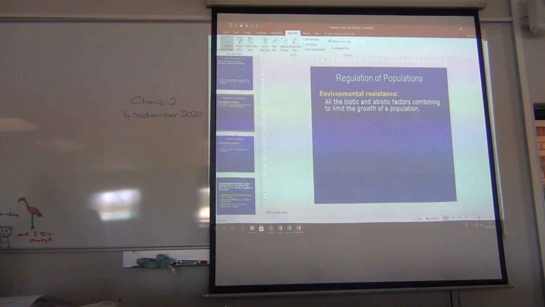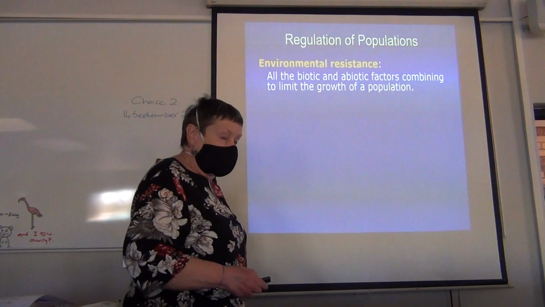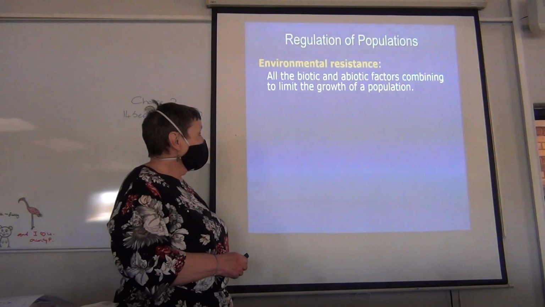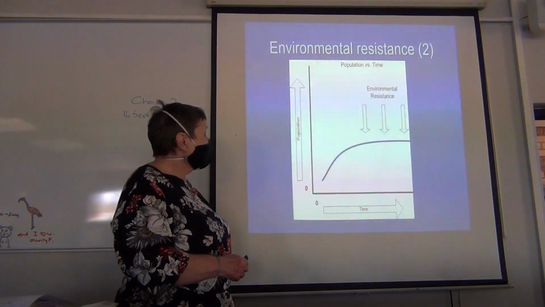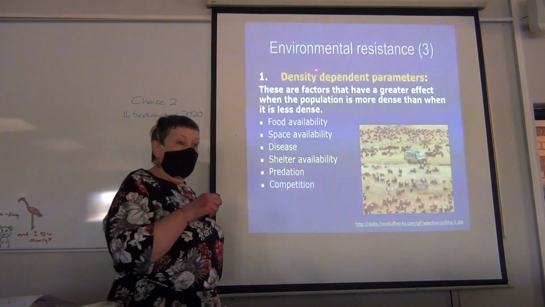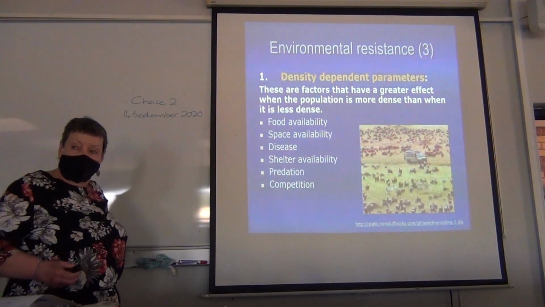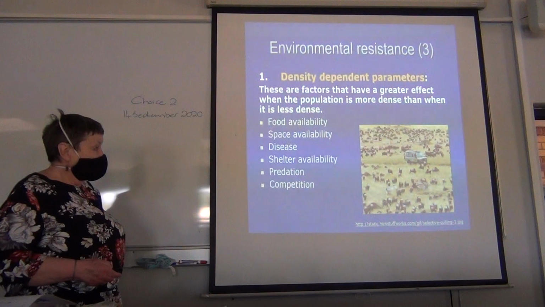Right. We were busy on regulation of population size, in other words, regulating population number, and I started off by talking about environmental resistance, so I'm just going over it again, just the first few points that I made. So I said to you that environmental resistance factors were divided into density dependent and density independent.